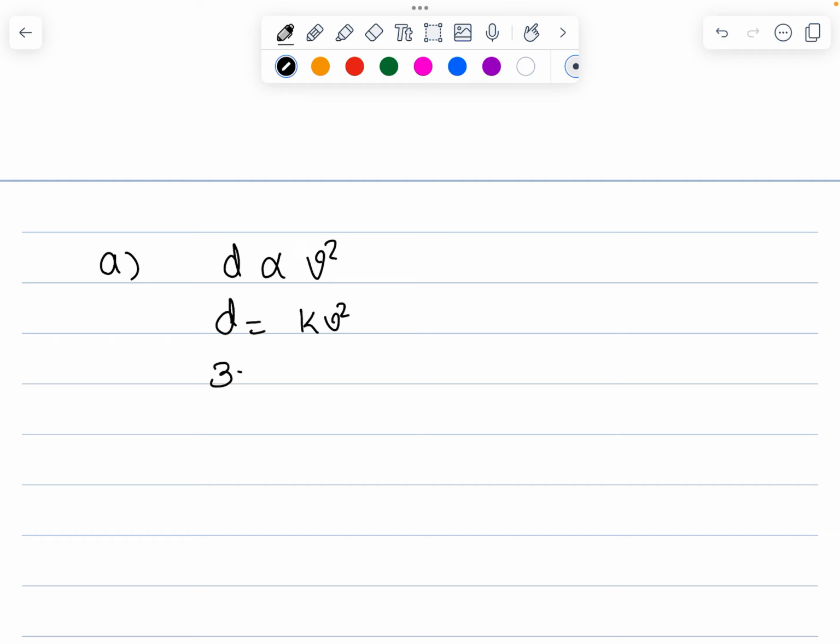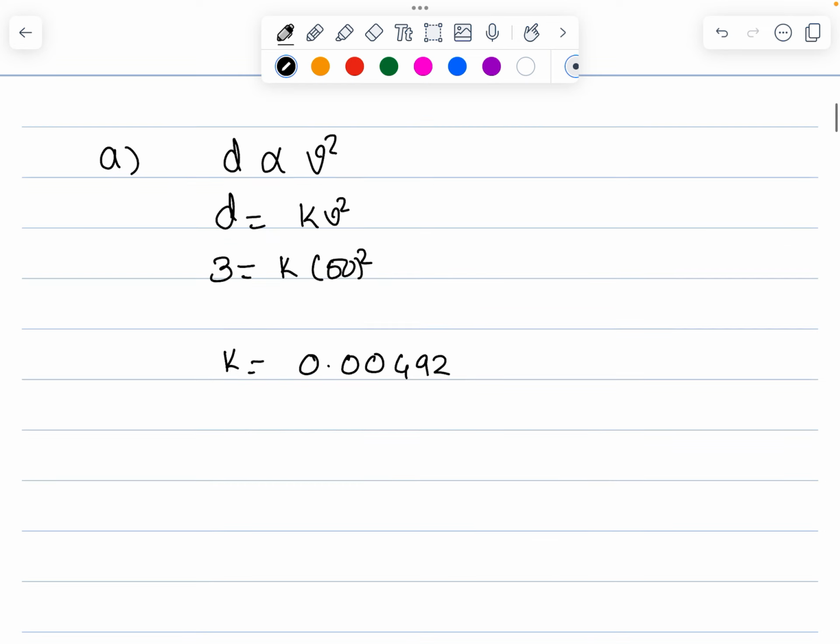Now d is 3 when the velocity is 50, squared. This gives me the value of k as 0.00492 to three significant figures. So what will be the formula for d now? 0.00492 v squared is the formula.